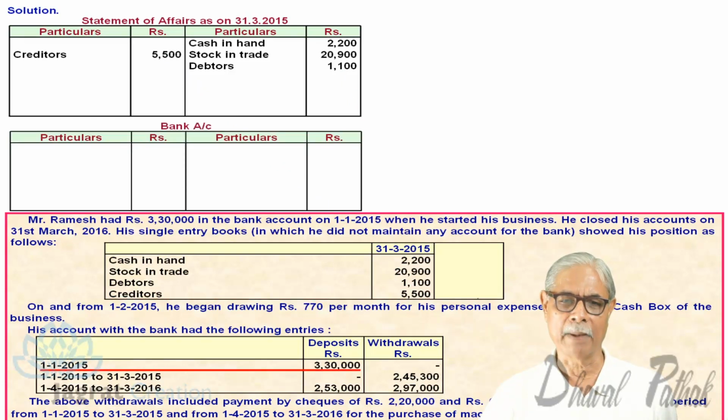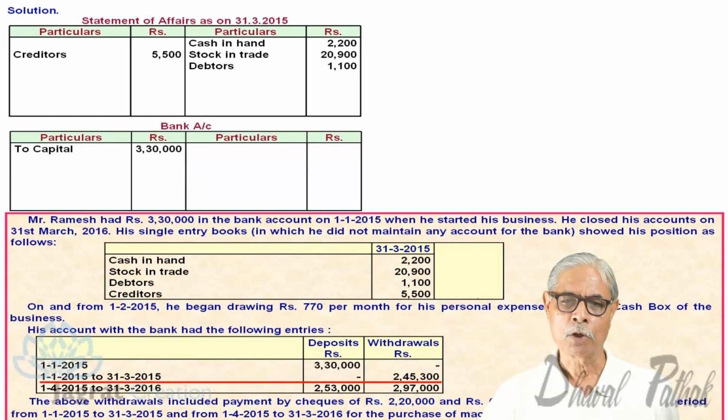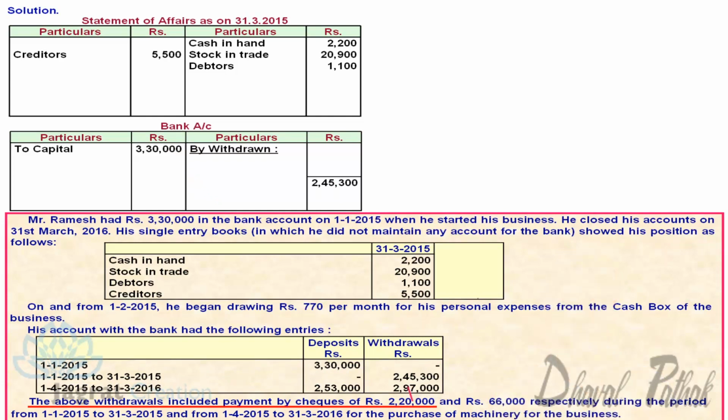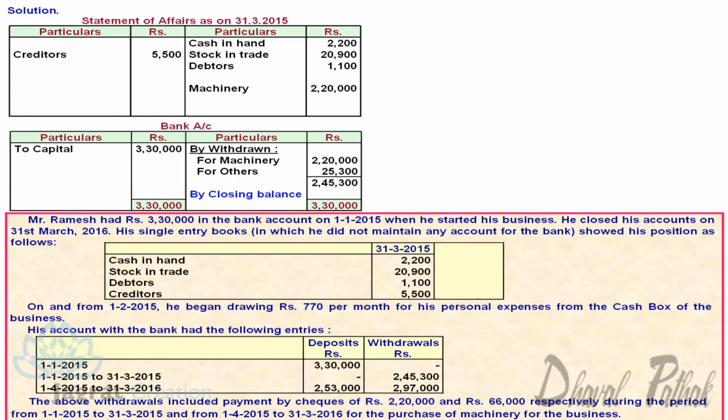Now I want to find out the bank balance. Amount deposited as capital 3,30,000. 2,45,300 are the withdrawals. In these withdrawals, payment made for machinery is 2,20,000, and other withdrawals for business expenses are found out by 2,45,000 minus 2,20,000. But this 2,20,000 will appear on the balance sheet asset side as machinery. So these are the other withdrawals. Now 3,30,000 minus 2,45,300 is the closing bank balance that will appear on the asset side.